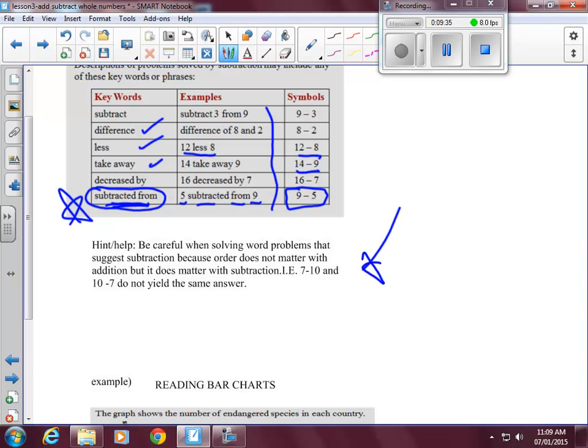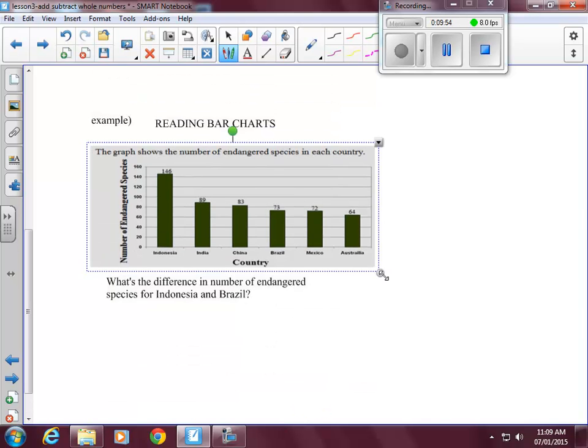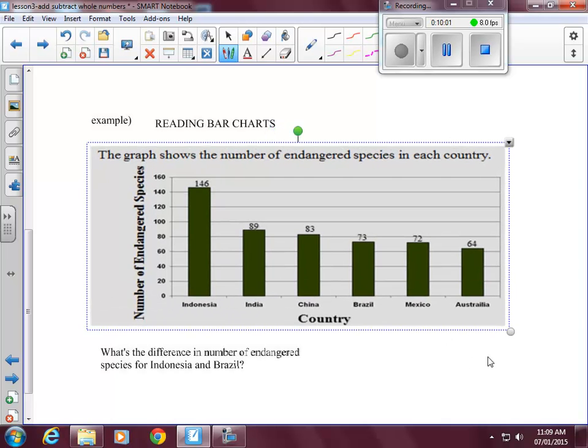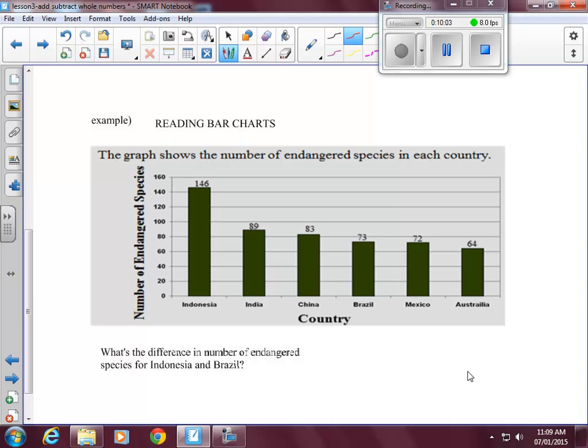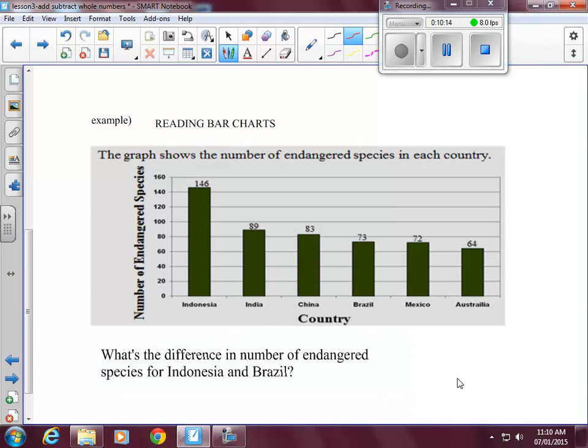A big sort of warning here, if you will, is that when solving word problems that suggest subtraction, be careful, because order does not matter with addition, but it does matter with subtraction. So, all right, here's a good example for us that simultaneously makes us, I'm going to make it larger here so we can see it, read a bar chart, which is a good skill as well. We have number of endangered species, and we have various countries here. And the question says, what is the difference in the number of endangered species for Indonesia and Brazil?